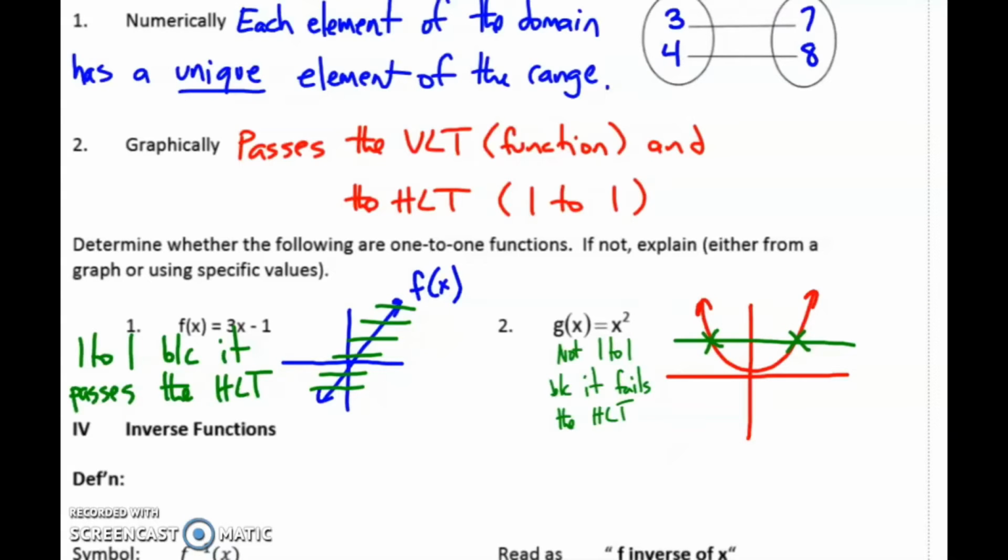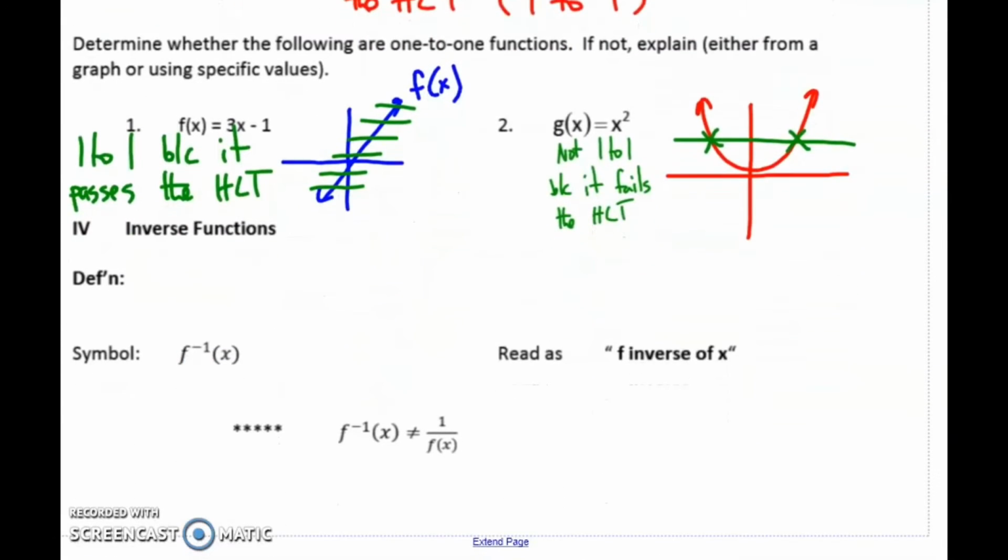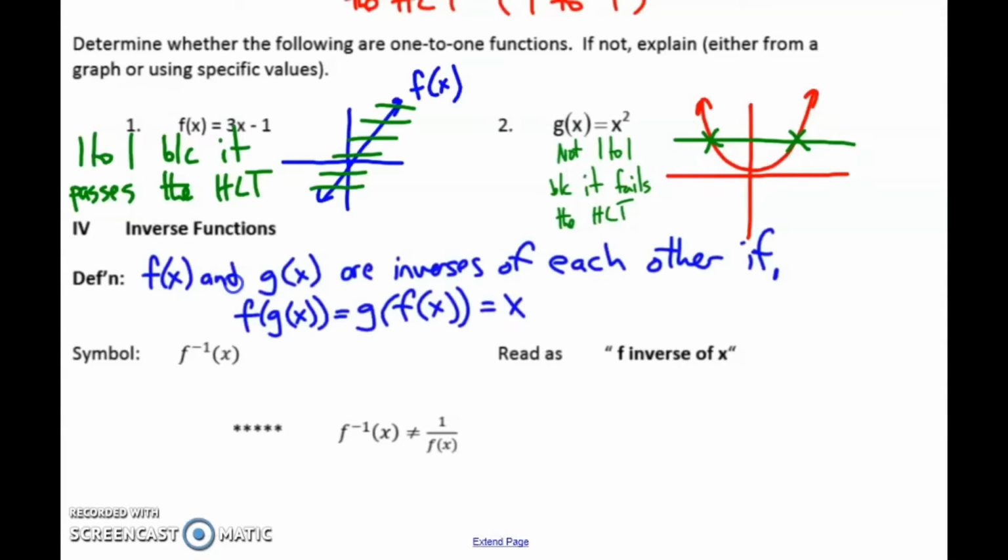Okay, let's talk about inverse functions. First of all, definition. F of x and g of x are inverses of each other if f of g of x equals g of f of x equals x. All right, the symbol for an inverse function is this notation right here, f of -1. It does not have the same property as your negative exponent, so don't think that. It's just a different notation that we use for functions. And you say the f inverse of x. And you notice here it does not equal 1 over f of x.